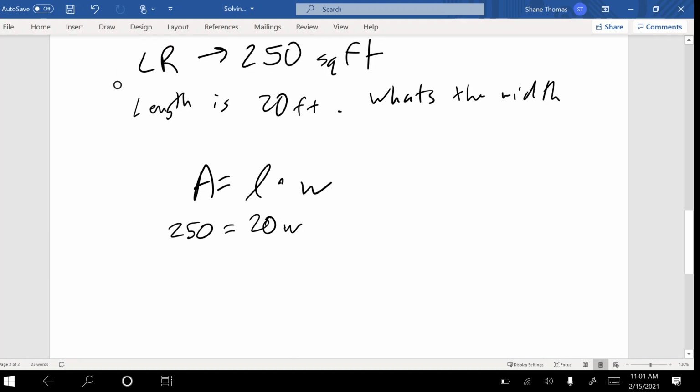Now we have to solve for that variable. How do I solve for w? Yeah, divide both sides by 20. Boom. So how wide is it? 12.5. There you go. Good. 12.5 feet wide. Questions? Not too bad, is it?